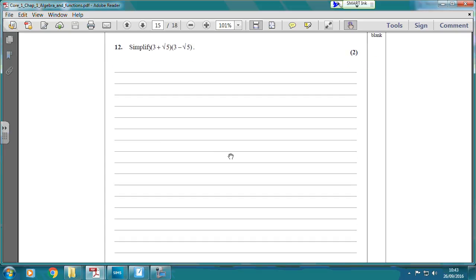Next question, again, this one was dead easy. So use the smiley face method. 3 times 3 is 9. Root 5 times minus root 5 is going to be minus 5. Because the square root of a number times the square root of a number is just that number. And it's going to be plus 3 root 5 minus 3 root 5. These cancel. 9 minus 5 leaves us with 4.